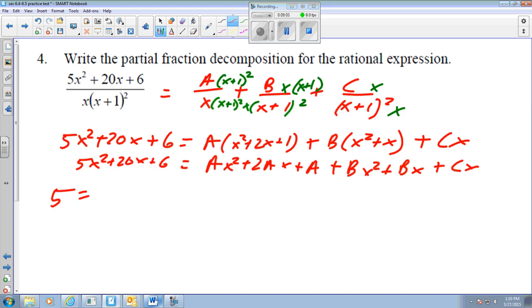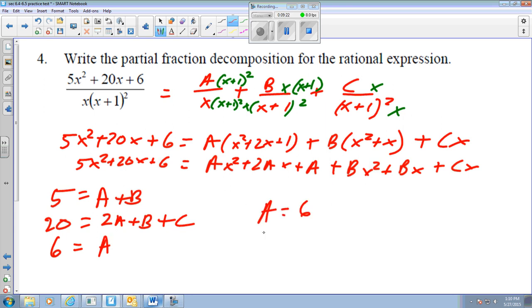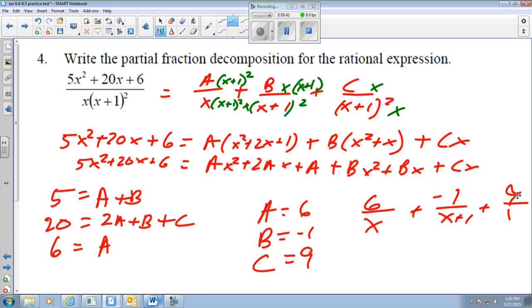So our equations would be 5 equals a plus b, 20 is equal to 2a plus b plus c, and 6 is equal to a, and then we can solve that. We get a equals 6, b equals -1, and c equals 9. And then we can write those as 6 over x plus -1 over x plus 1 plus 9 over x plus 1 squared.